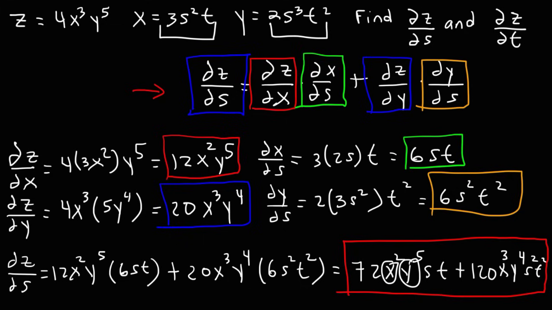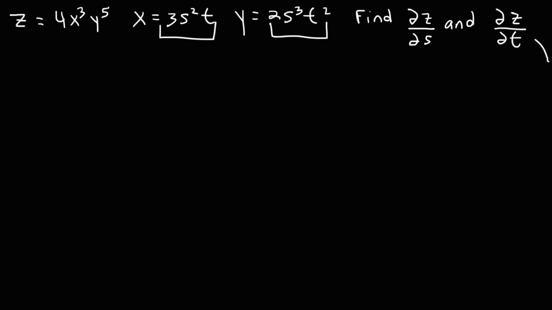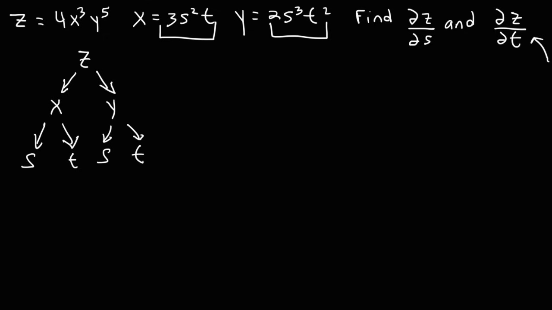Now, let's do the other part of this problem. So let's find the partial derivative of z with respect to t. And you could pause the video and try that problem yourself. So let's begin with the tree diagram. So z is a function of x and y. X is a function of s and t, and the same is true for y. So our focus is now on the t variable as opposed to the s variable. So we're going to take this path and this one here.